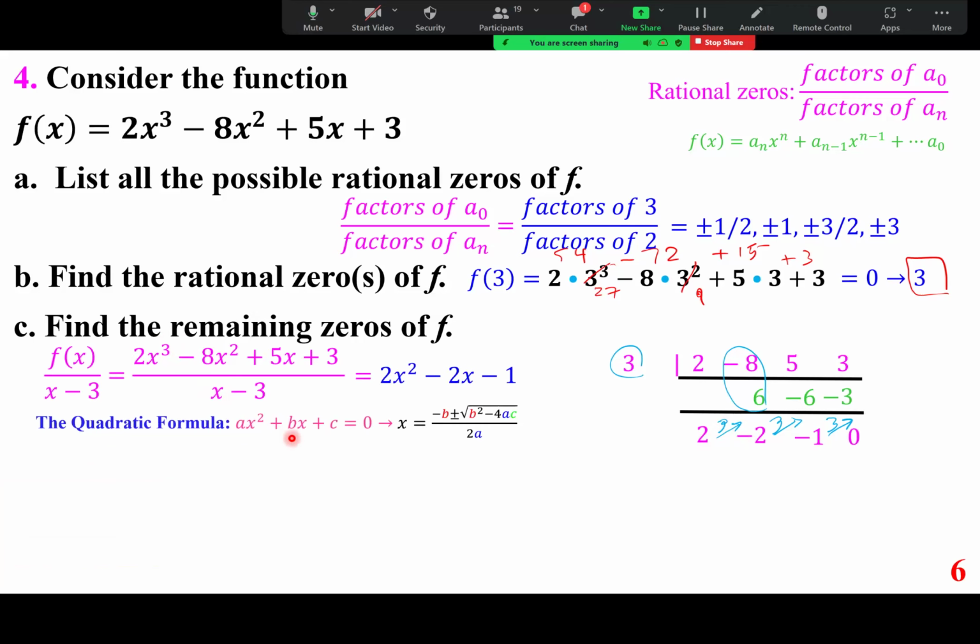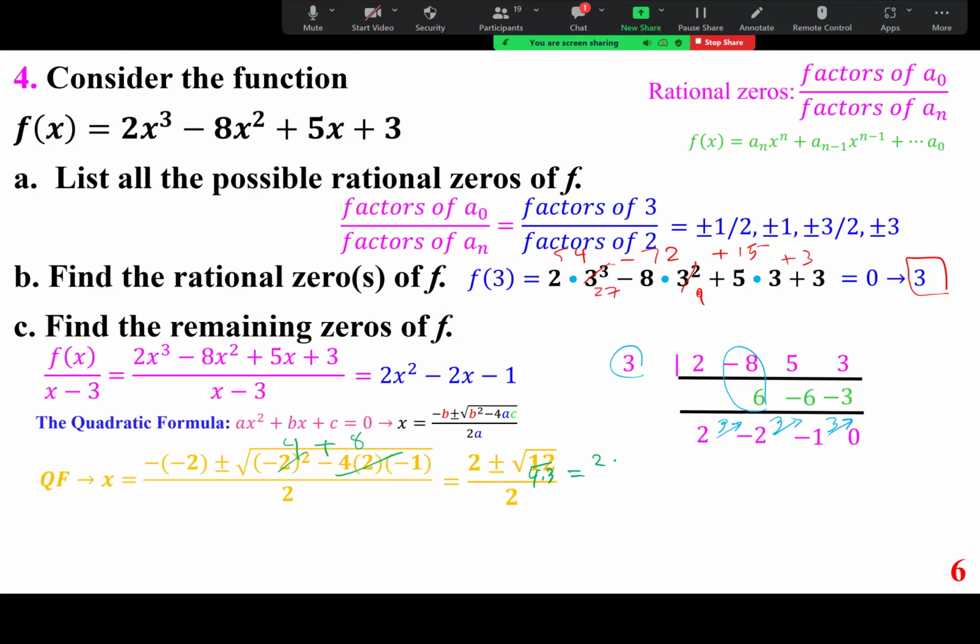And we call ax squared plus bx plus c equal to 0. x is minus b plus minus the square root of b squared minus 4ac, all over 2a. In this case, a is 2, b is negative 2, c is negative 1. We plug in. So we get minus negative 2, which is 2, plus minus the square root of negative 2 squared, which is 4, plus 8, and that becomes 12. In other words, this is 4 plus 8.